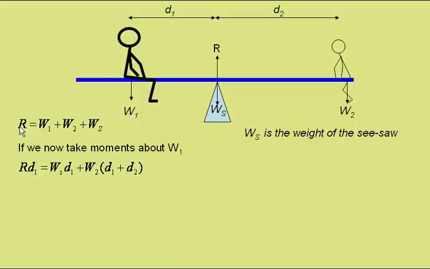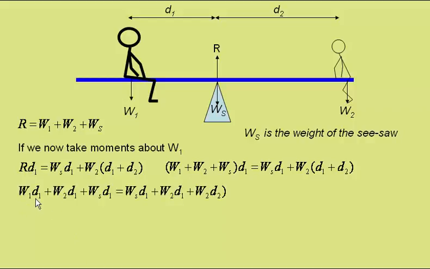But here I found that R was equal to the sum of the three weights, and so I can expand this out as (W1 plus W2 plus Ws) D1 is equal to the clockwise moment provided by the weight of the seesaw plus the clockwise moment provided by the smaller person. Expanding out the brackets on both sides gives W1 D1 plus W2 D1 plus Ws D1 is equal to Ws D1 plus W2 D1 plus W2 D2.